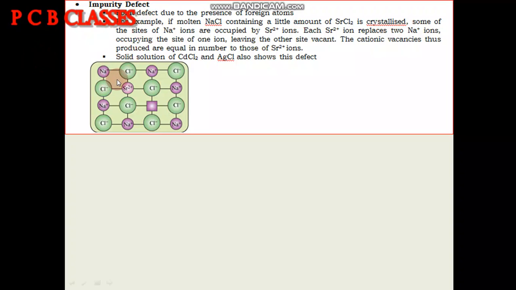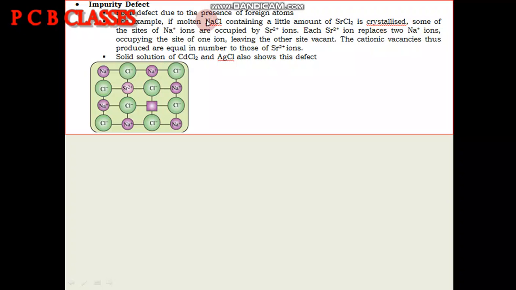Also memorize that since the ion we add has more valency than the present atom, the number of vacancies generated will always be equal to the number of ions we have added. One site of the sodium is occupied by the strontium while the second site is vacant. Suppose we have taken aluminium 3+, then one site is occupied by the aluminium, and aluminium has two more positive charges than sodium, so there will be two vacant sites. That is for the impurity defect.